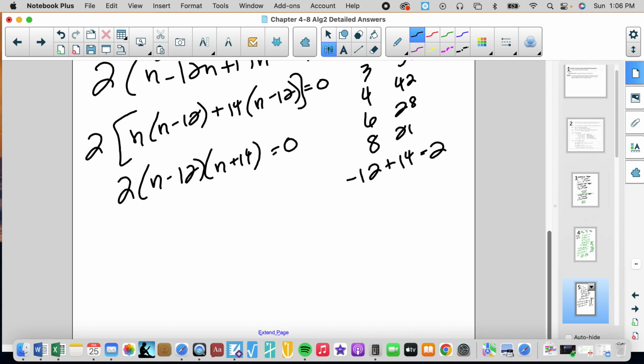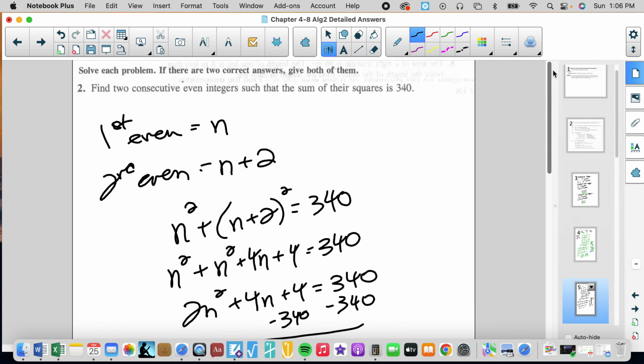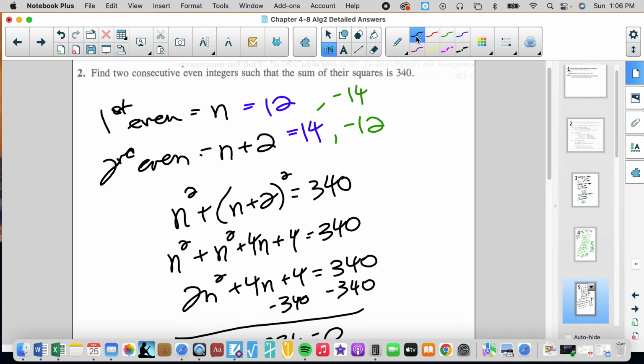So we should start getting good and understanding that n is going to equal 12, n is going to equal negative 14. So my two pairs are going to be when n equals 12, my second one will be 14, and when n equals negative 14, my second will be negative 12. So those are my two pairings. So my solutions are 12 and 14, or negative 14, negative 12. Those are the solutions. There's no order that you need to put it in.